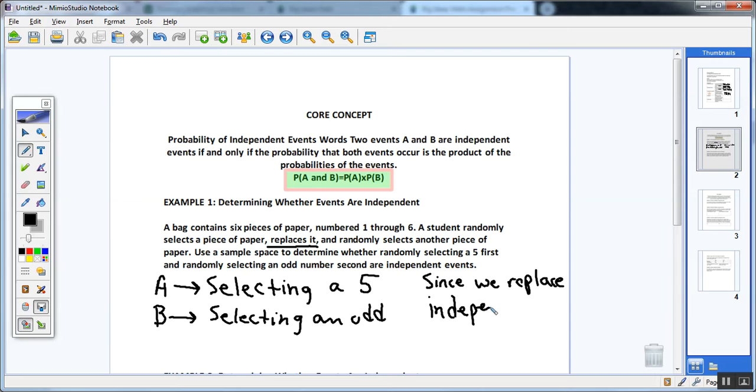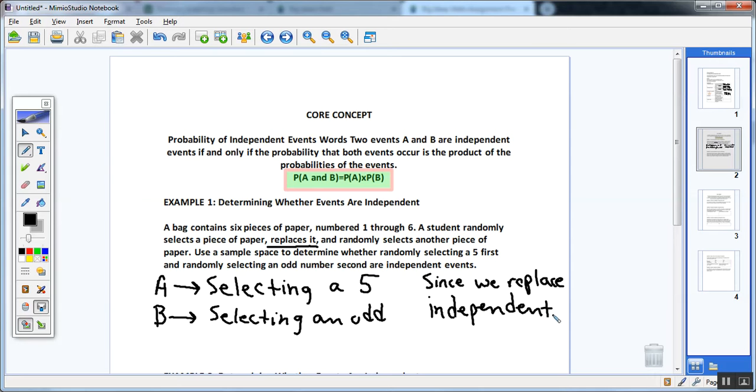We have independent events. Okay, so it says use a sample space to determine whether randomly selecting a 5 first and randomly selecting an odd number are independent events. The answer is no, because you're going to replace it anyway. Okay. You guys okay with that?